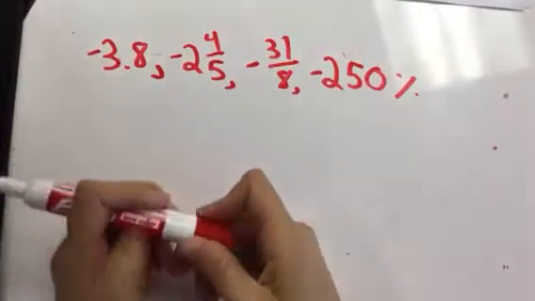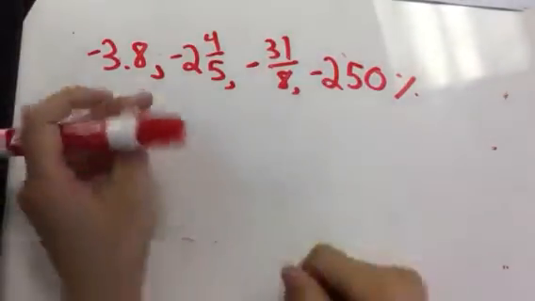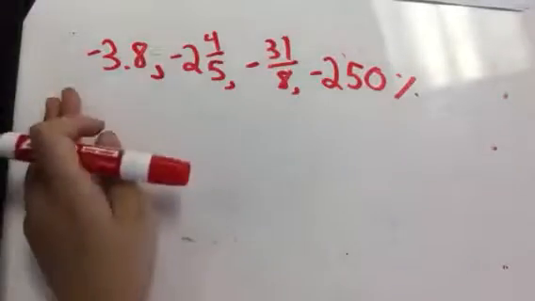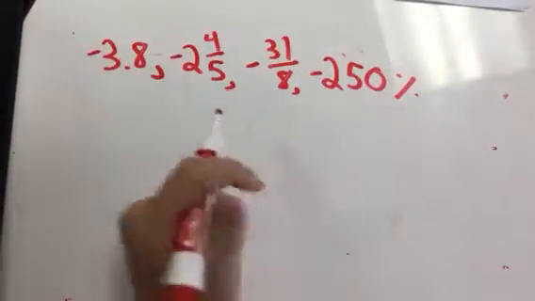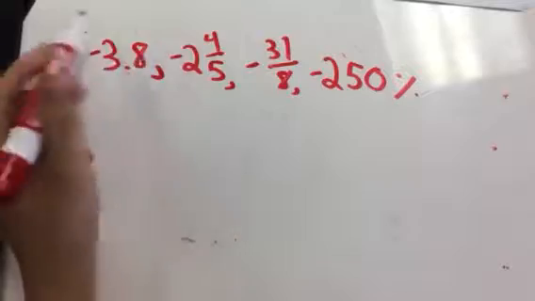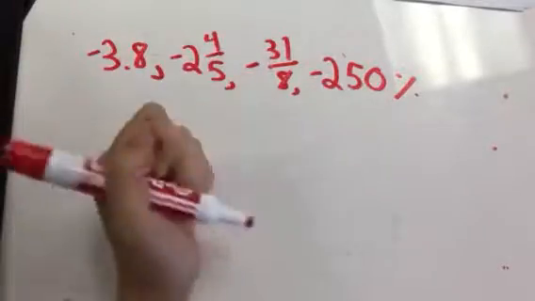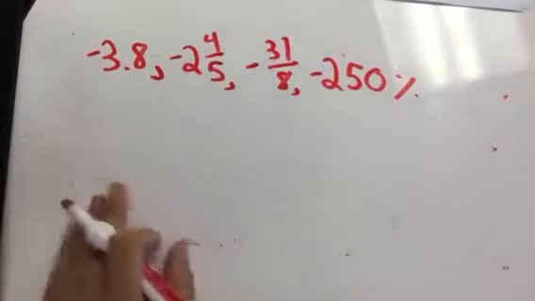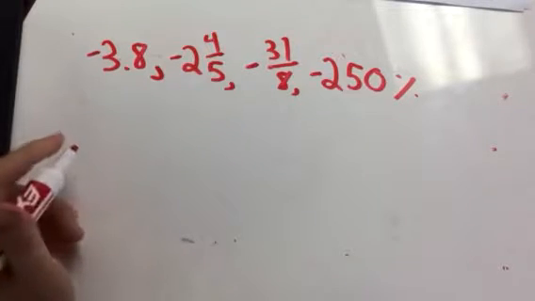Hello, this is a short video on how to organize negative numbers. As you can see, we have a vast array of numbers such as decimals, fractions, and percents. So let's try to put these in order just on a number line first.